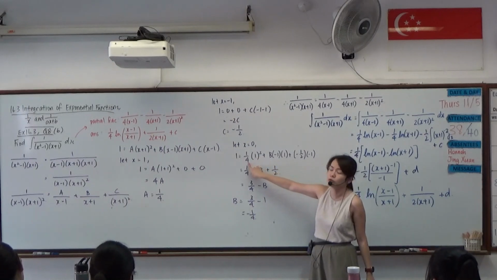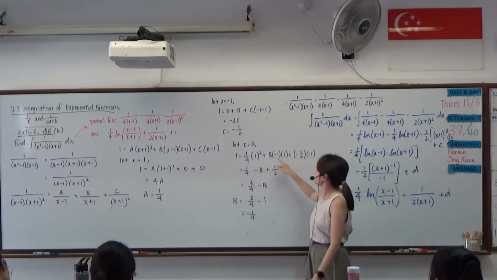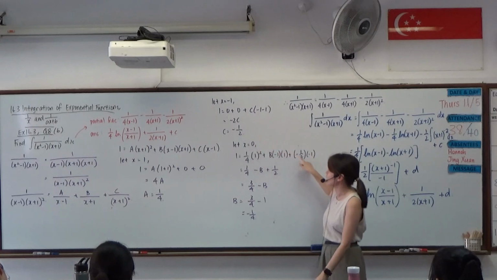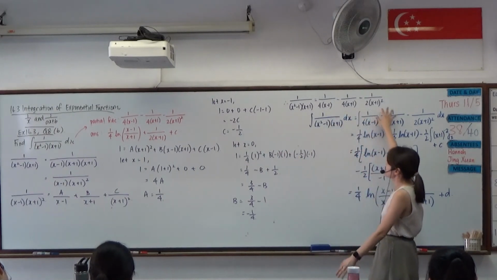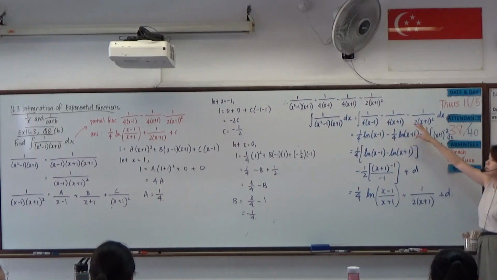A has been substituted by 1/4, and then my C has been substituted by negative half. Then I can find my B value. Then I reconvene to get this partial fraction form. Okay, then we do our integration.